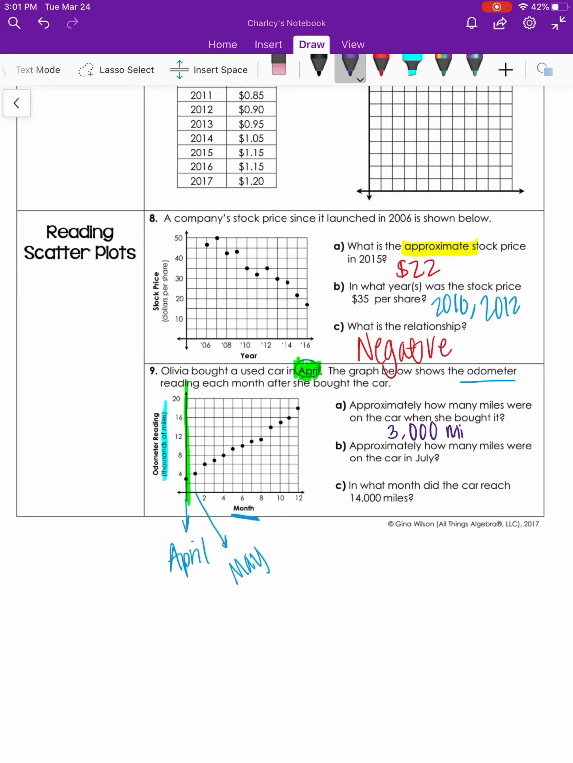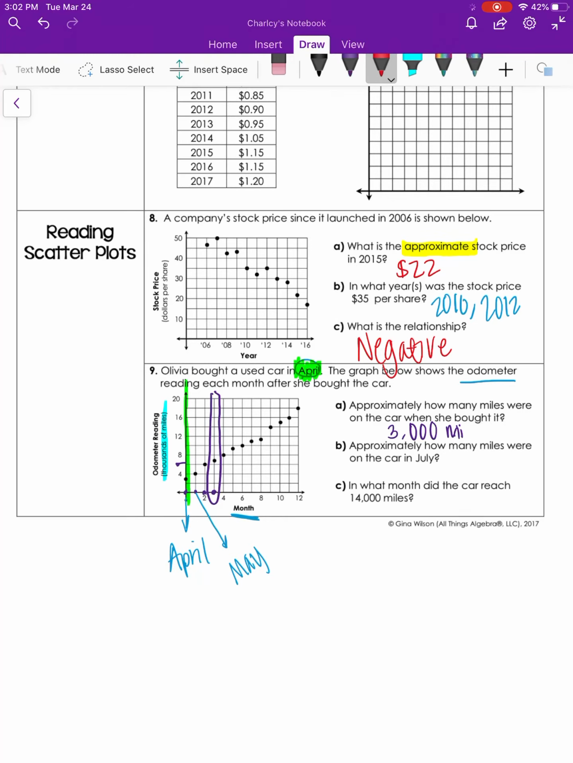So approximately how many miles were on the car in July? Now remember, we're going to have to start with April and go on that way. So I'm actually going to count those out loud and just track myself to get to July, so you can do that with me. So we've got April, May, June, July. So there's July right here. Okay? And let's look at where our dot is. So notice that this tick mark right here is 6. So it's kind of between 6 and 8, but it's closer to 6.